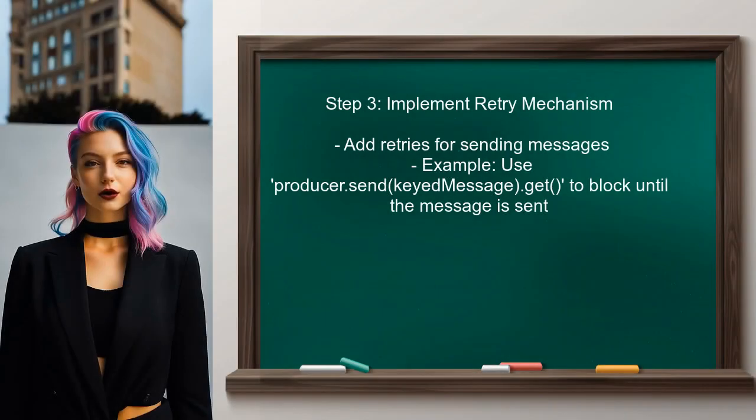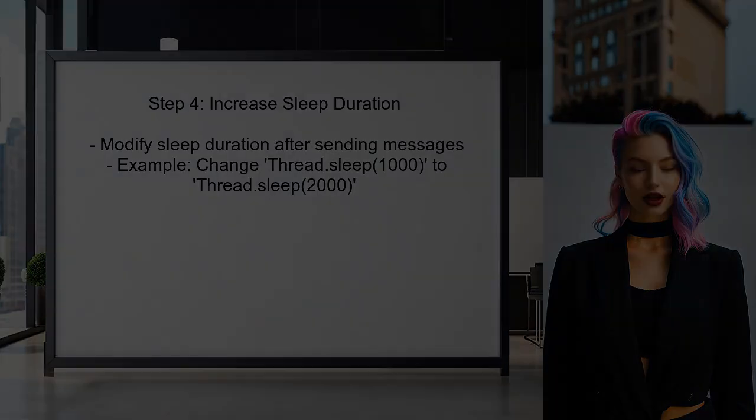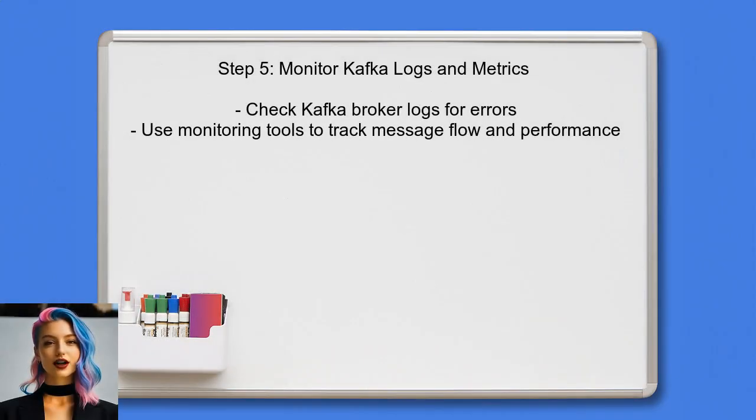The user should also consider implementing a retry mechanism for sending messages to Kafka. This can help in cases where the initial send fails due to temporary issues. Additionally, the user can increase the sleep duration after sending messages to ensure that the producer has enough time to flush the messages to Kafka. Finally, the user should monitor the Kafka logs and metrics to identify any potential bottlenecks or issues that could be causing message loss.